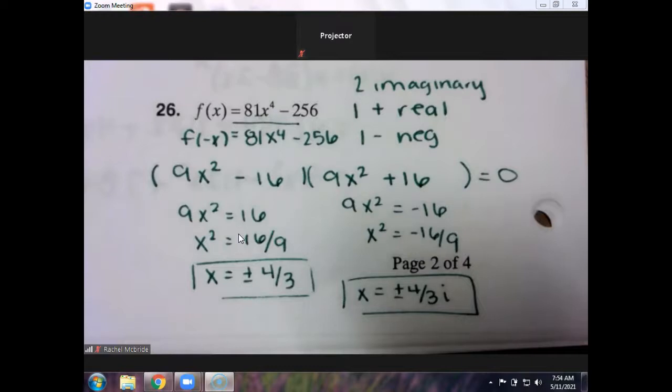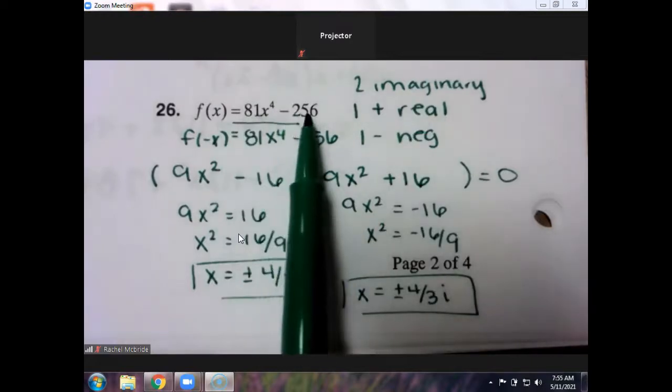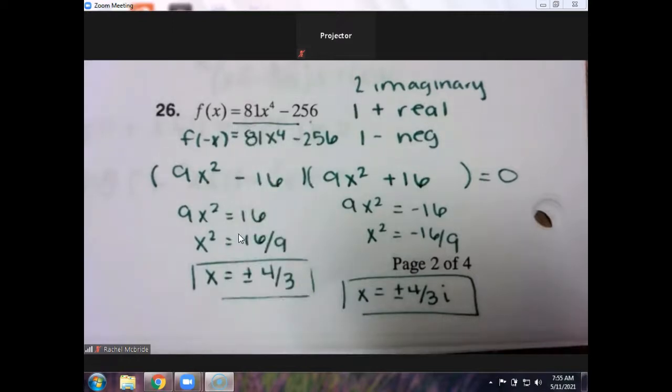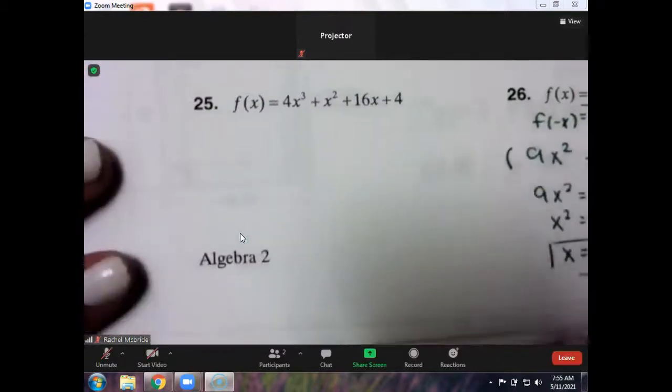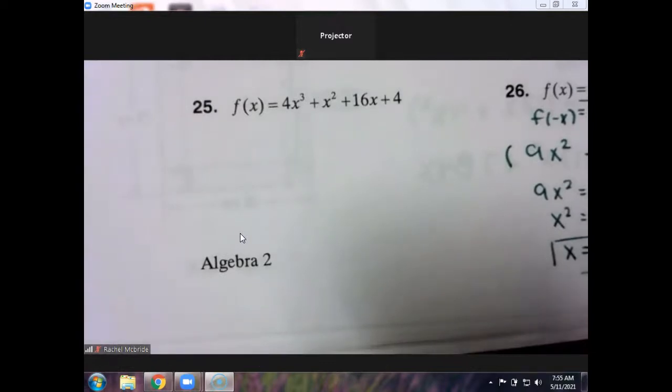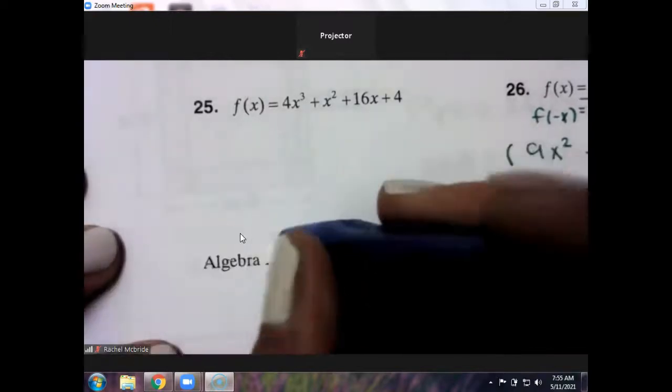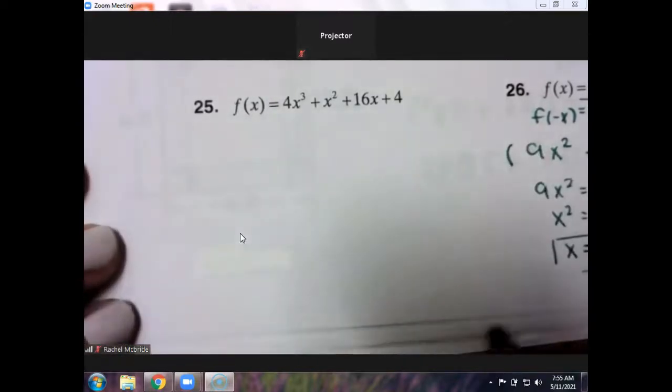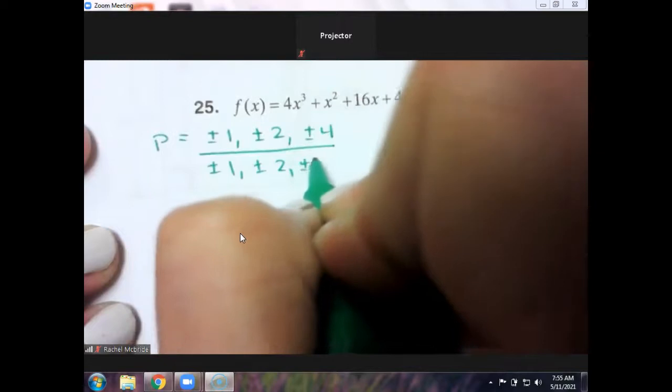And again, if we'd have done p divided by q, you'd have had all the factors of this over all the factors of that. Let's do number 25 as a p divided by q. Okay? So you have plus or minus 1, plus or minus 2, plus or minus 4, over 1, 2, and 4.